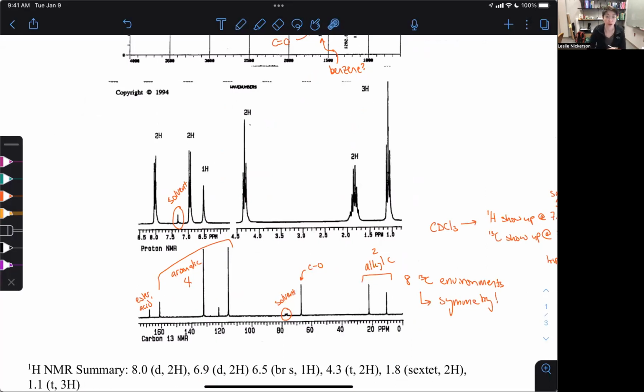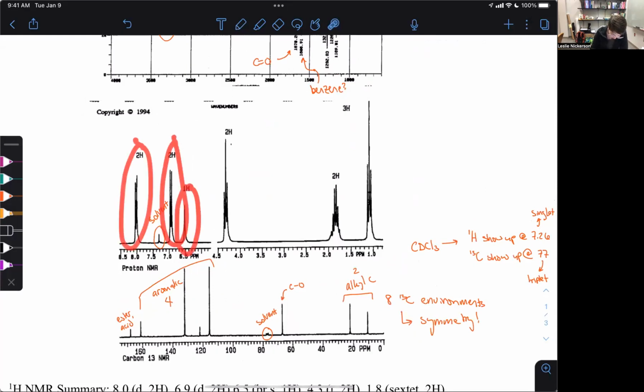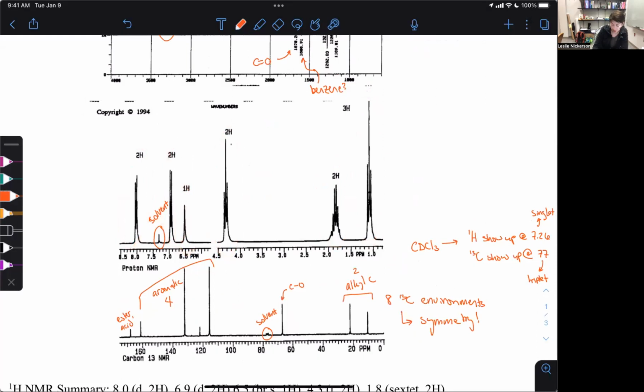From the proton NMR, we've got integrations, we've got multiplicity, we've got chemical shifts. So we've got a lot of things to think about. The first thing that I would consider here is just how many proton environments we have. So we've got 1 peak, 2, 3, 4, 5, 6. Okay, so 6 individual proton environments.